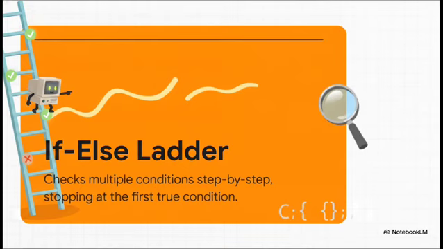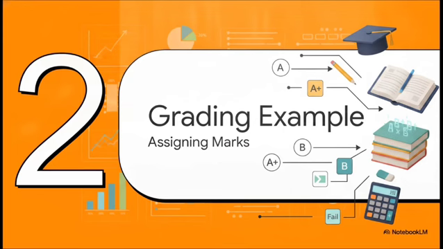First condition check chestundi. If it's false, it moves to the next. But here's the real secret. True condition dorikina ventane, it stops completely. Our code block execute chesi, it ignores the rest of the ladder entirely. It's incredibly efficient. Moving on to our grading example for assigning student marks.